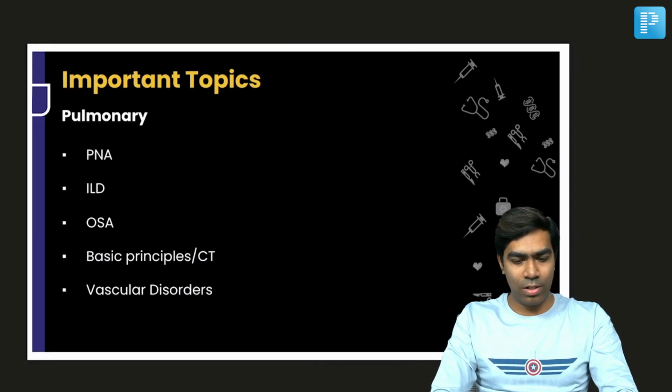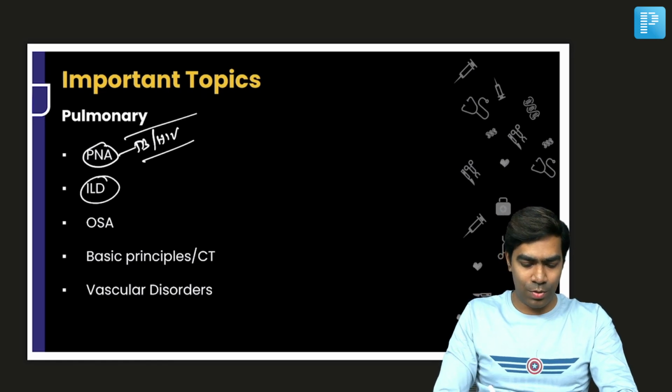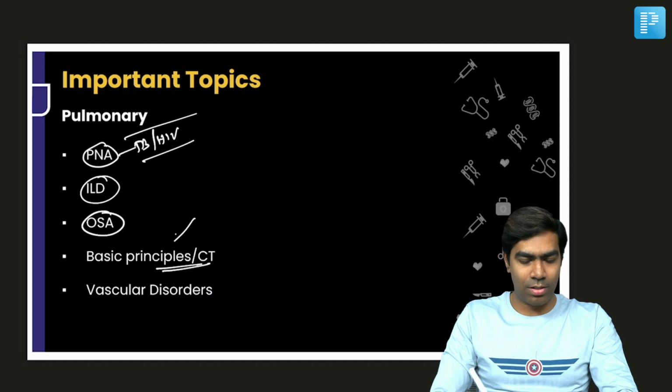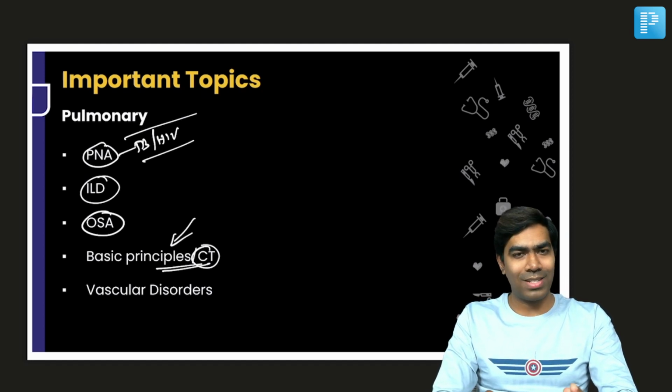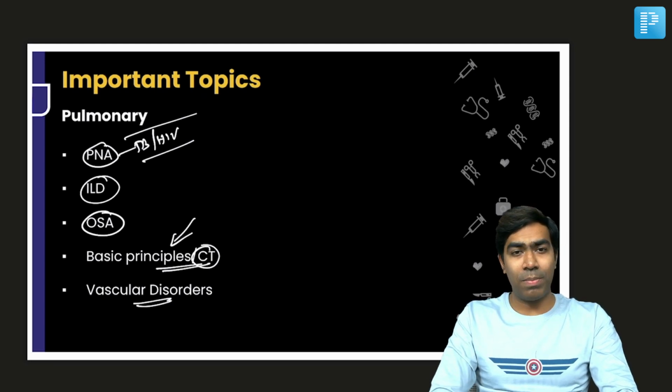And look at the pulmonary medicine topics. Pneumonia is such an important topic. This includes TB and HIV as well. And ILD is a very important topic. Obstructive sleep apnea has been asked so many times, especially the indications for CPAP. And the basic principles in pulmonary medicine have been tested a lot. And the CT principles are also very, very important. What are the important CT images that you need to decide? And the vascular disorders, especially pulmonary embolism and venous thromboembolism, are going to be extremely important as well.